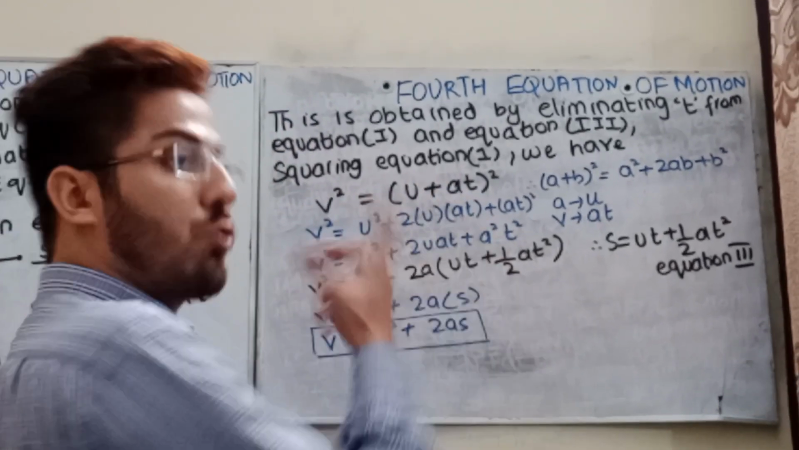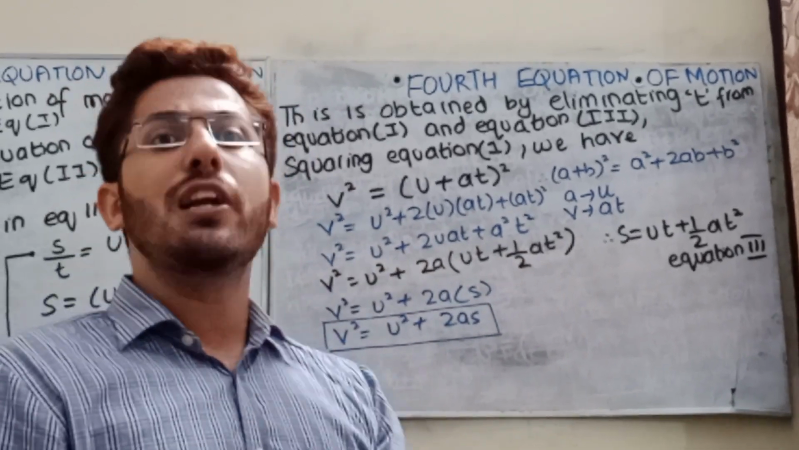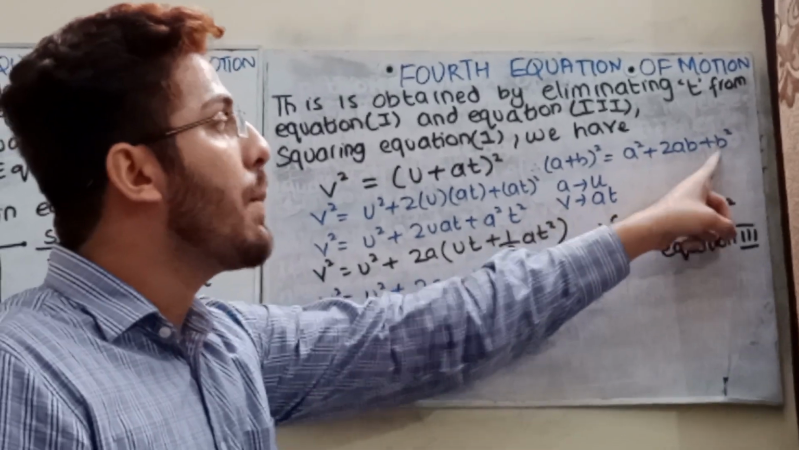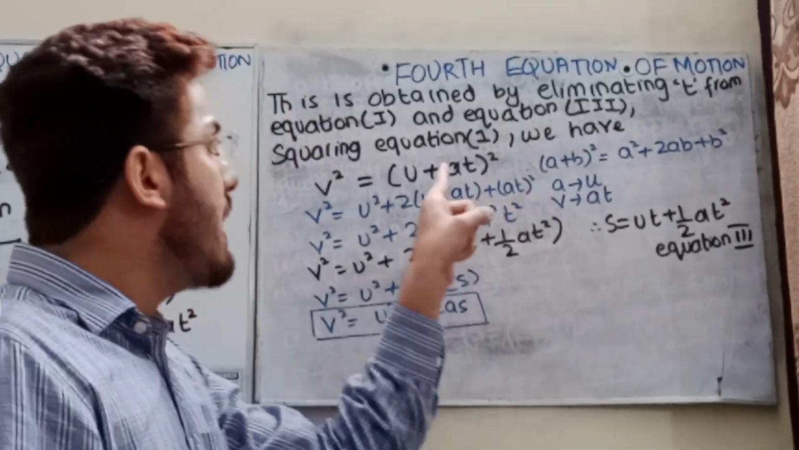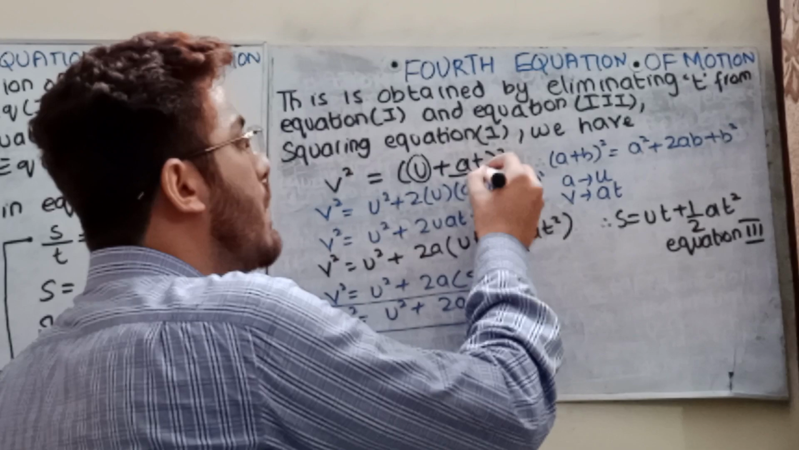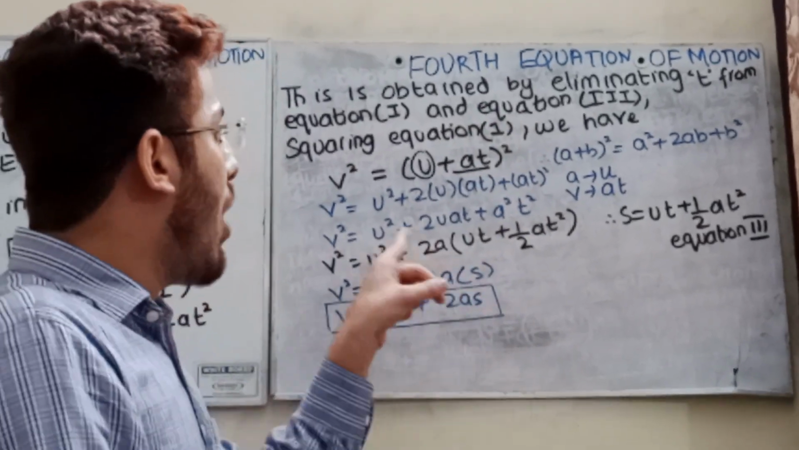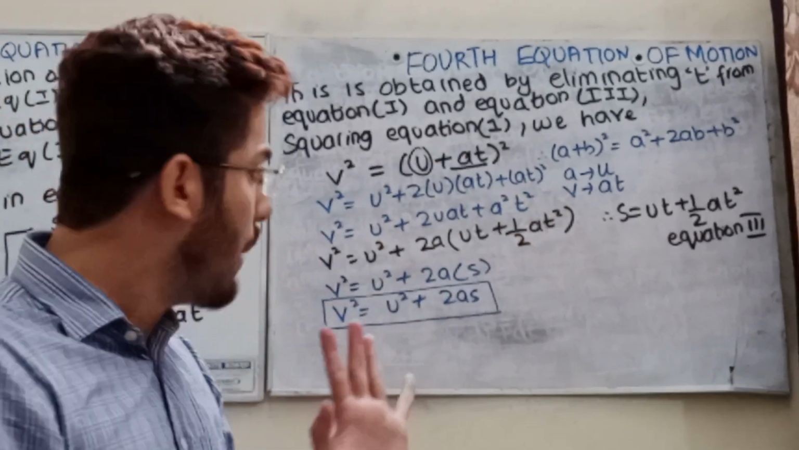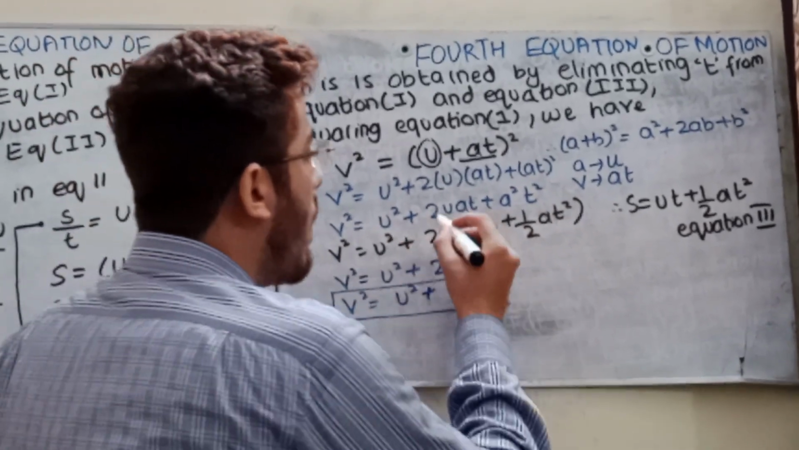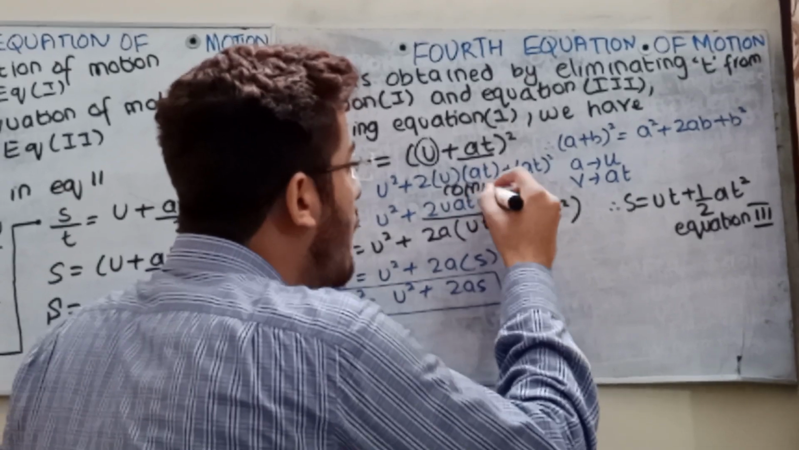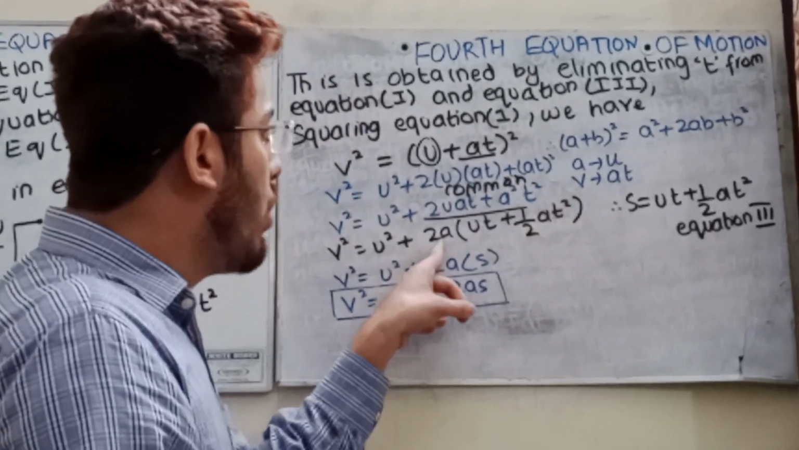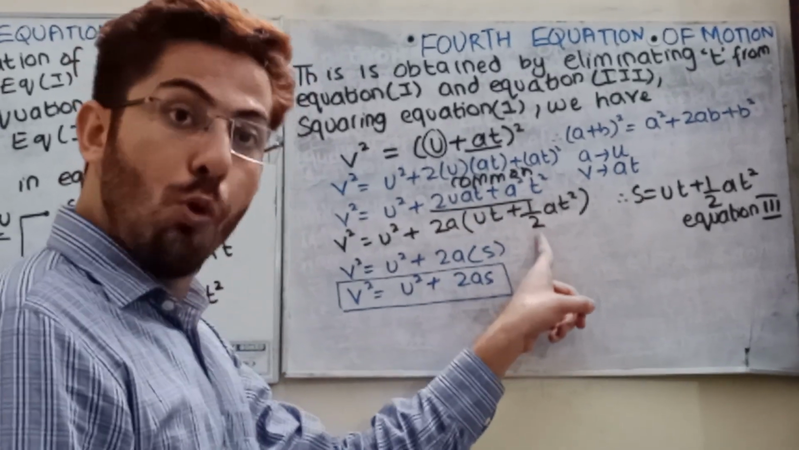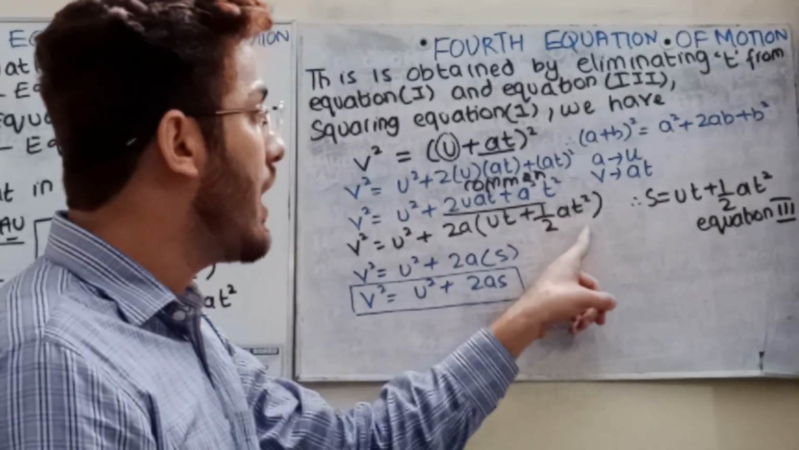We are going to take the square, but do remember one thing, definitely you have done it in your math also, (a plus b) whole square is equal to a square plus 2ab plus b square. Do remember one thing, student, a is basically u and b is basically at. You are going to apply this formula, a square plus 2ab plus b square. Now student, I am taking the common factor, so I will get 2a. Now you are asking, sir, we don't have any 2 over here, but we can divide by 2, so that we get the answer half at square.